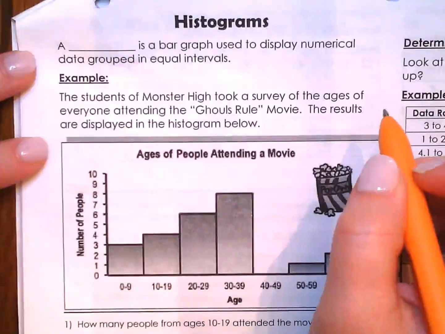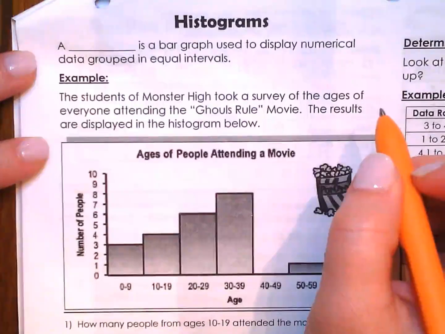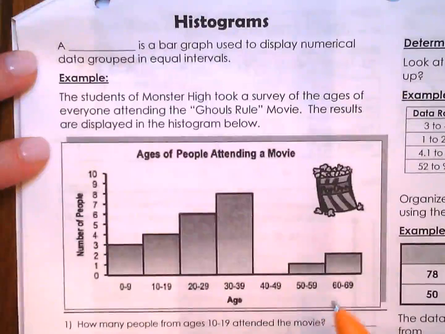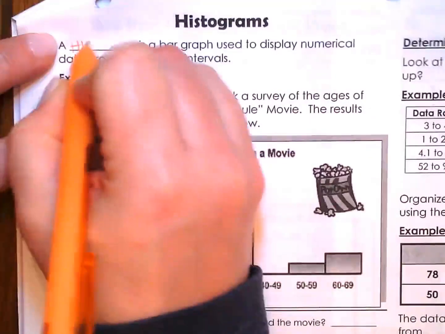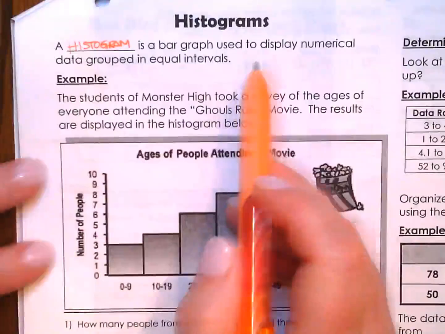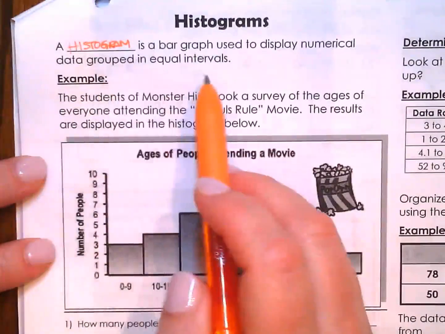Yesterday we worked on frequency tables, and when you found those frequency tables and identified those frequencies, now that we have that information, how do we display that? That's what we're going to talk about today. So a histogram is a special type of bar graph used to display numerical data grouped in equal intervals.